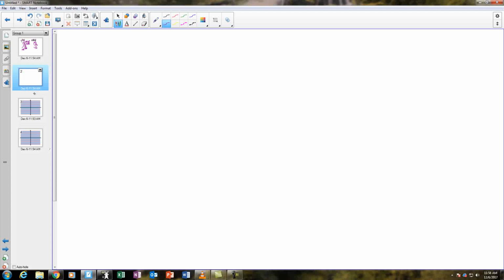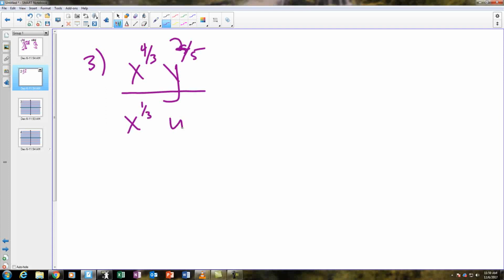Looking at the next question, number 3, okay, it says we have x to the 4/3 exponent, y to the 2/5. Is that right? 2 over 5 over x to the 1/3 y to the 12 over 5. So a couple things to keep in mind here. We don't typically like to have x on top and bottom, and same thing with y. We like to just have it once if possible, but we're not supposed to get negative exponents, and we're not supposed to leave fractional exponents in the bottom.